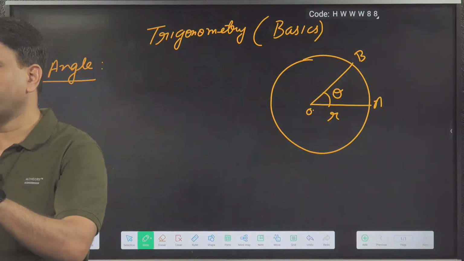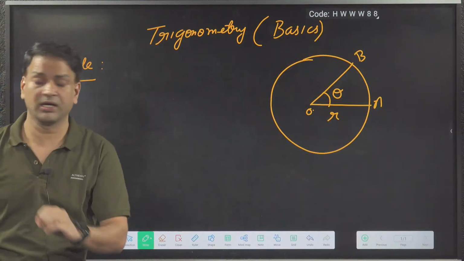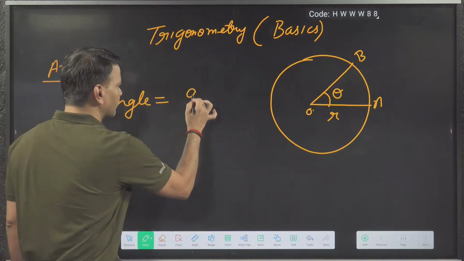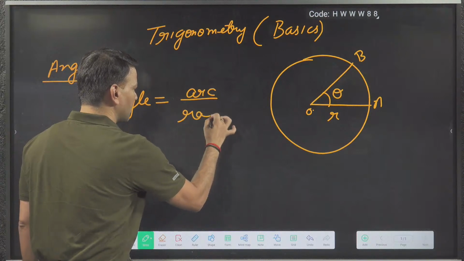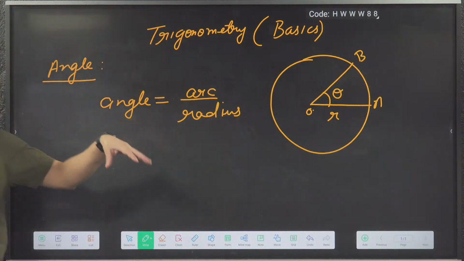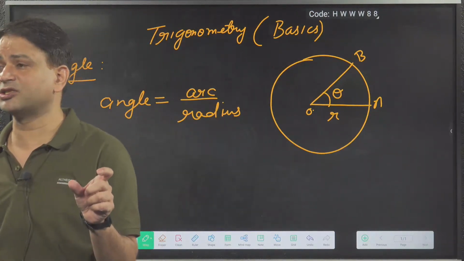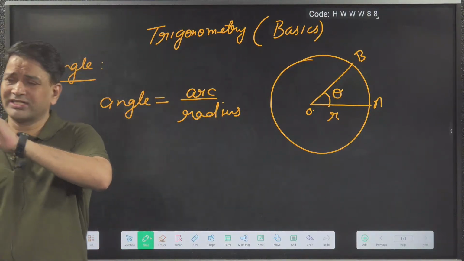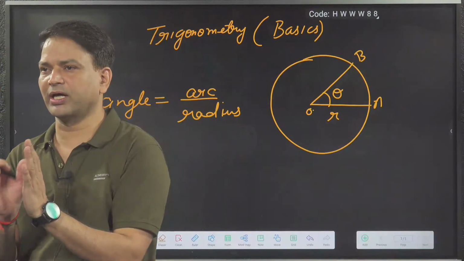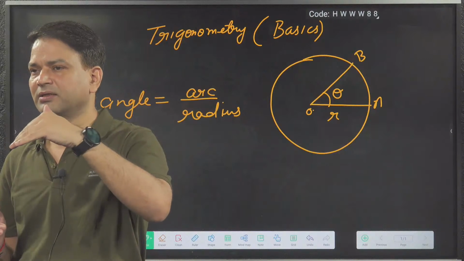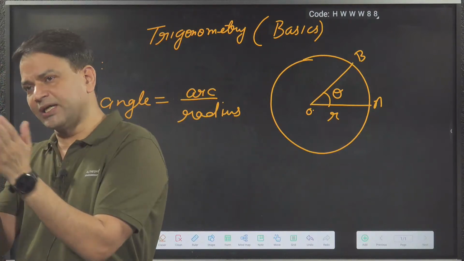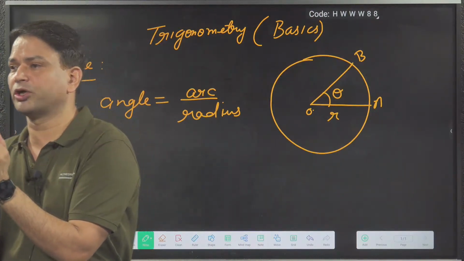That is a very important formula we use very frequently in physics. Angle is equal to arc upon radius. An arc is basically the length of that portion AB, and radius is also a length. So it is length upon length. If I ask for the dimension, there is none, but we are representing the unit of the angle from this.